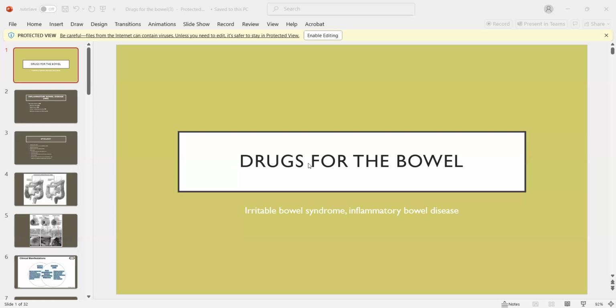So this drug is an antibody against a specific integrin that lymphocytes use to enter the bowel. And it's the alpha 4 beta 7 integrin that's a target of this antibody. So this antibody binds this integrin and it prevents lymphocyte entrance into the bowel.